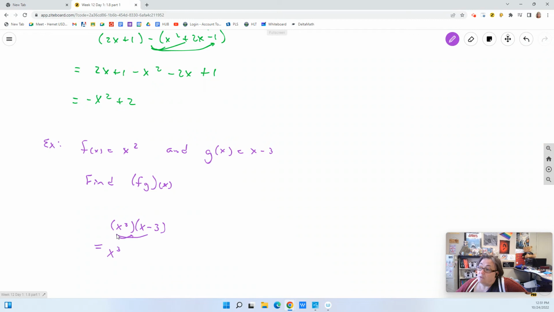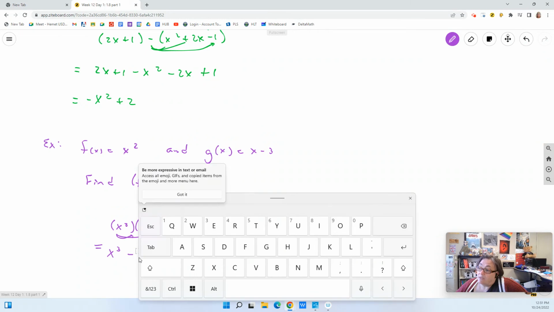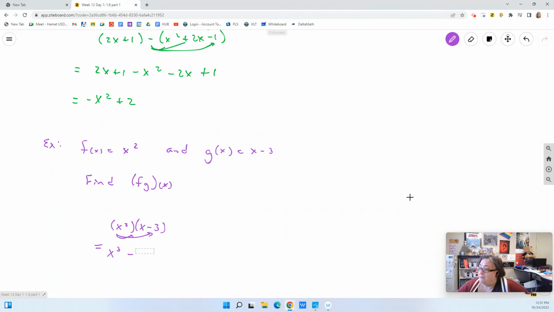And then we're going to have x squared times negative 3. I still have to figure out how I'm opening that. I don't know how I'm doing it yet. But look, it left me a thing that I don't want. There it is. X squared times negative 3 is negative 3x squared. And that would be our final answer.